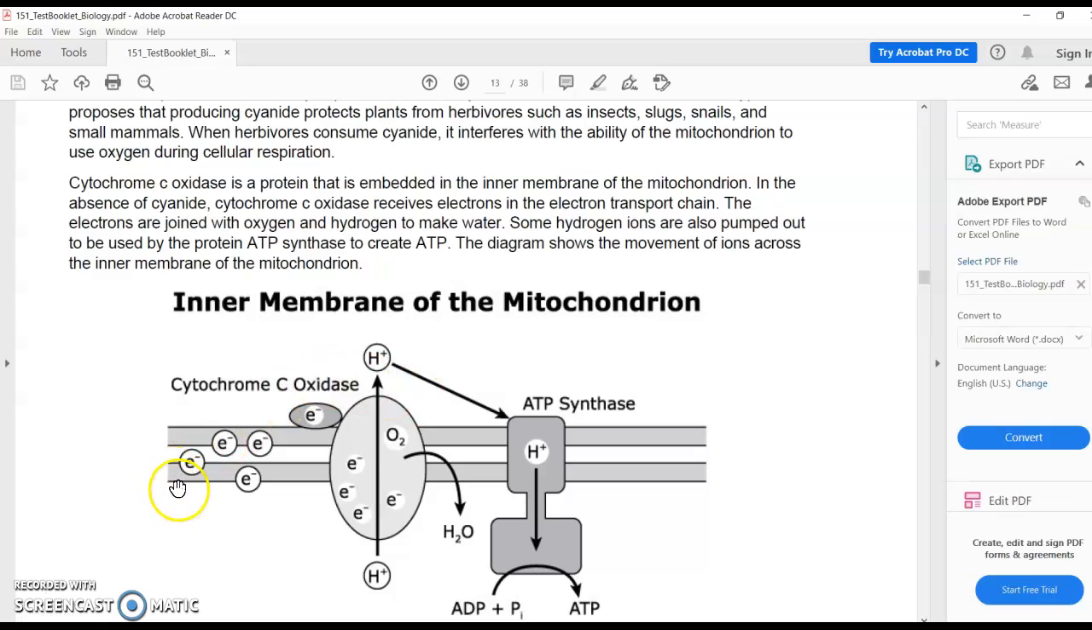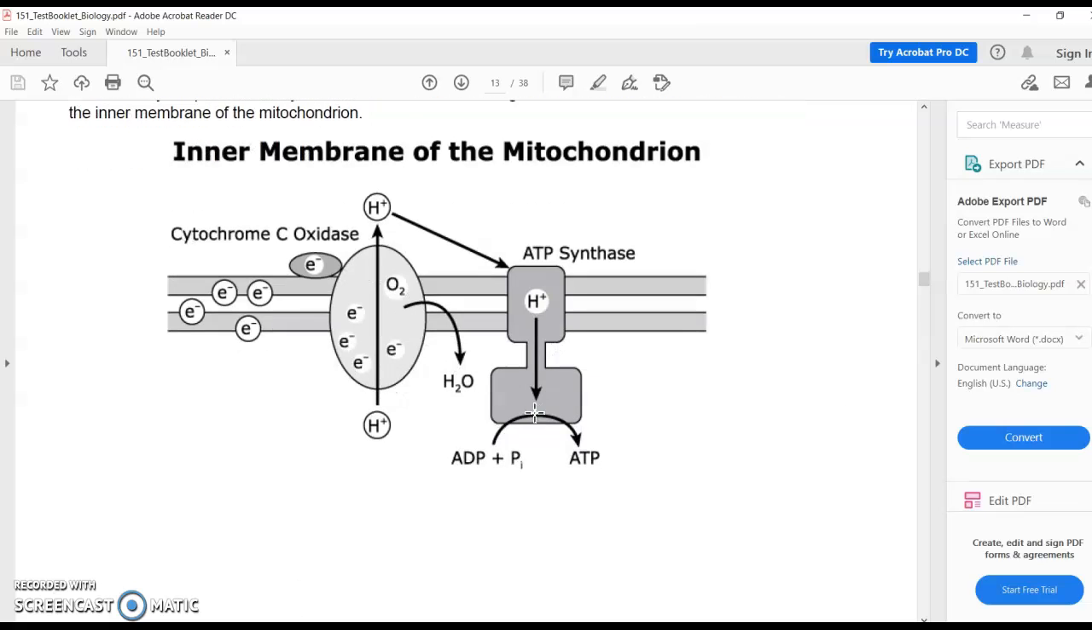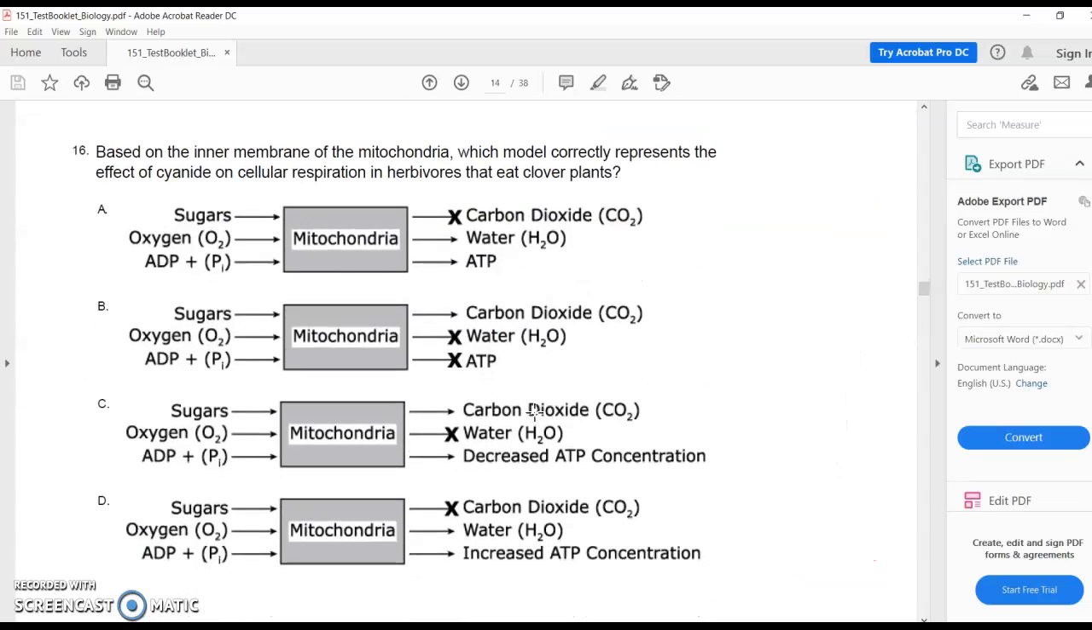So remember, we have our electron transport chain here. So we see electrons going down the electron transport chain, and that is helping energize and pump hydrogen ions. And then those hydrogen ions diffuse through the enzyme of ATP synthase, and we produce our ATP. So question 16 is looking at the inner membrane of the mitochondria, and it's asking you which model correctly represents the effect of cyanide on respiration in herbivores that consume the clover.